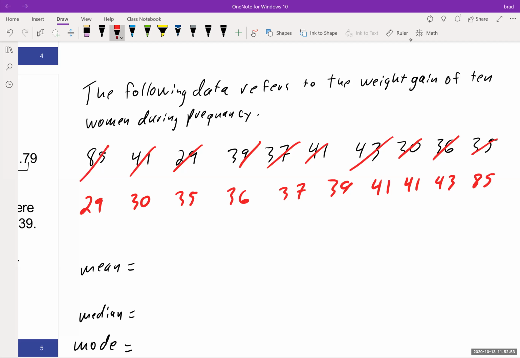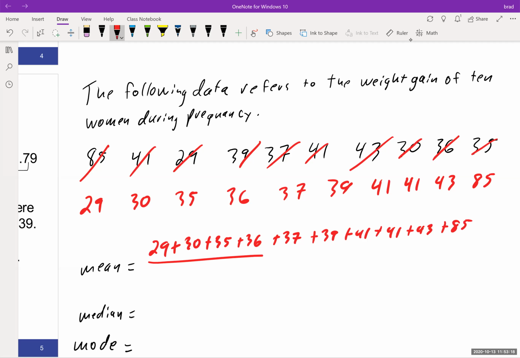Okay, so we have it written from smallest to biggest. And the purpose of this is it's going to make it easier for us to write the mode. But let's just find the mean real quick. I'm going to keep using this red. I like the way it looks. So we're going to do 29 plus 30 plus 35, and again, just plug all this in on your calculator, all divided by 1, 2, 3, 4, 5, 6, 7, 8, 9, 10. So all divided by 10.